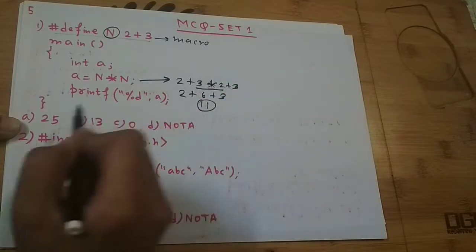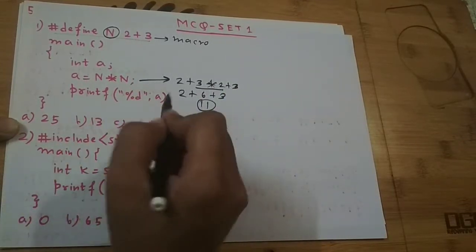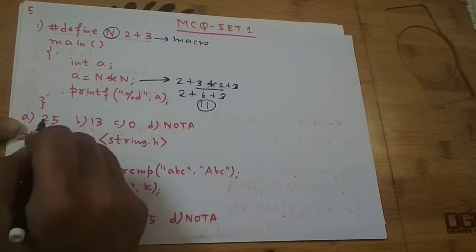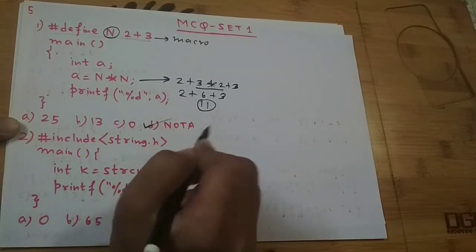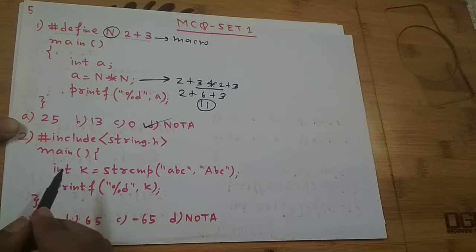Now let's see the options. Out of these 4 options, we can see that none of the 3 options given here match with 11. So the correct answer is none of the above. Now let's look at the next one.